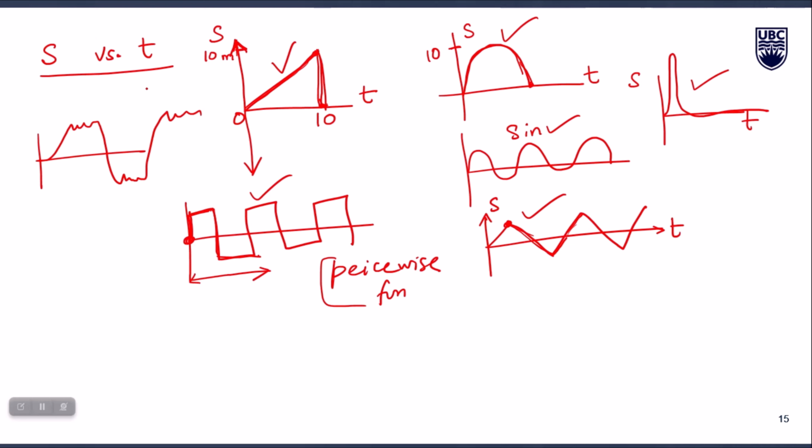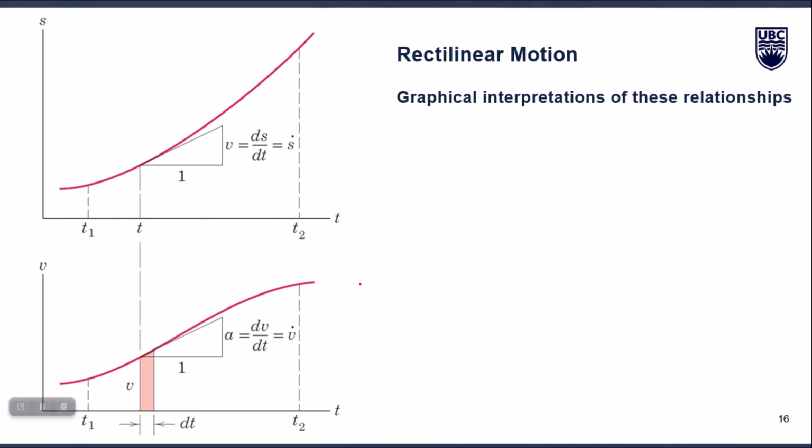S versus T graph will give you many other information also, and one of the most important ones is, for example, let's first consider a simple case that the S versus T relationship is graphically represented by this red line. So this is S versus T, right? So we now will apply two basic concepts of calculus. Let me just quickly state them, and then we will apply them to all three relationships, S versus T, V versus T, and A versus T, to see what conclusion or insight we can get about the motion.